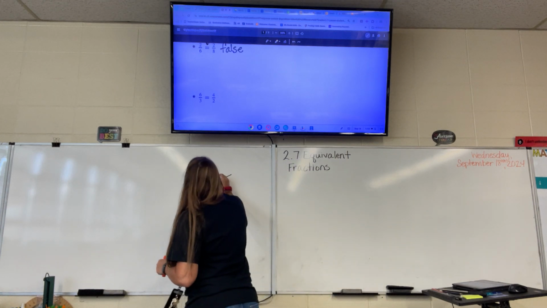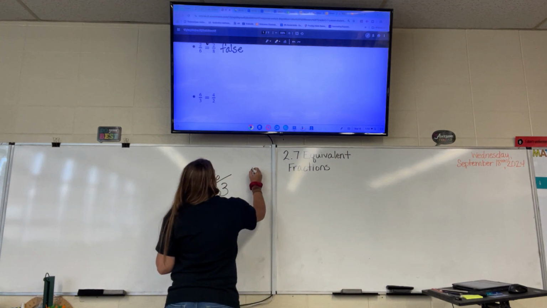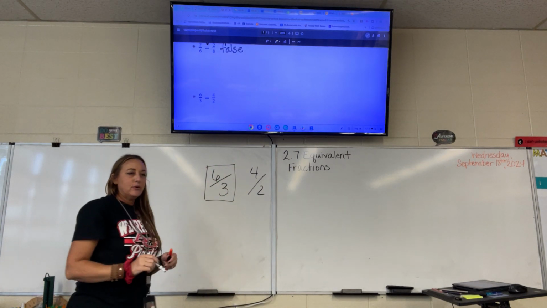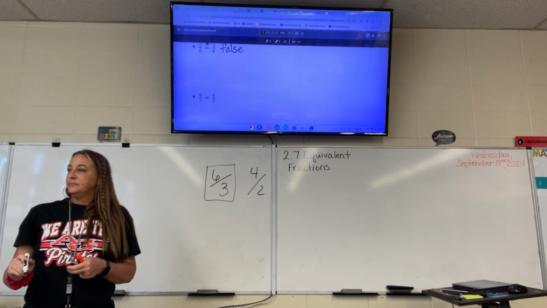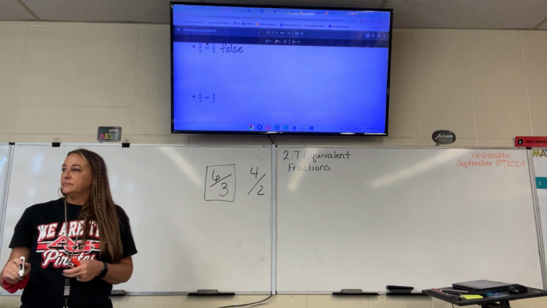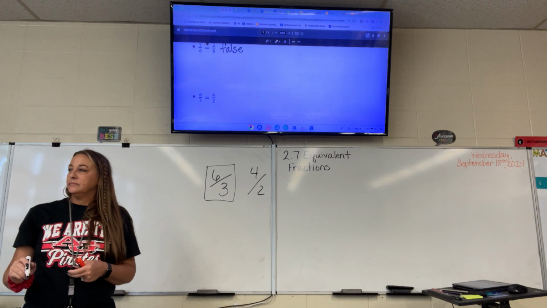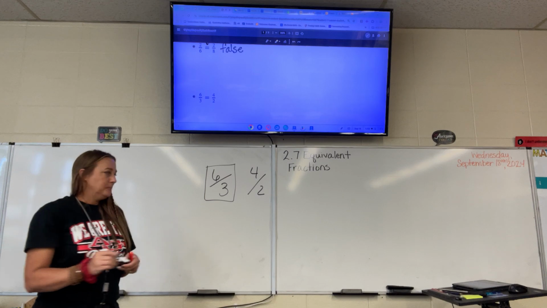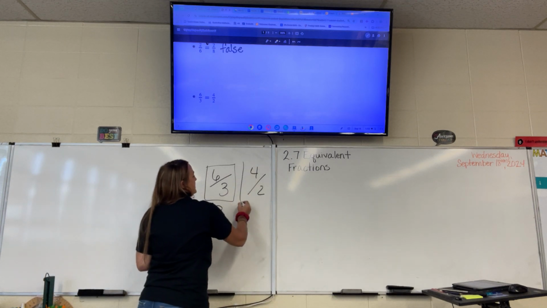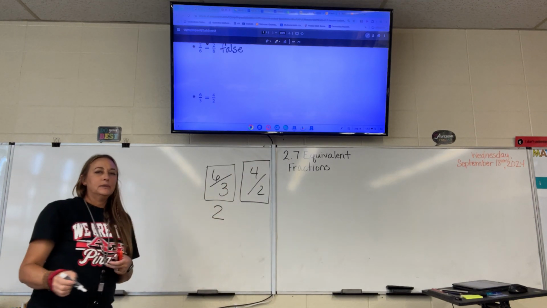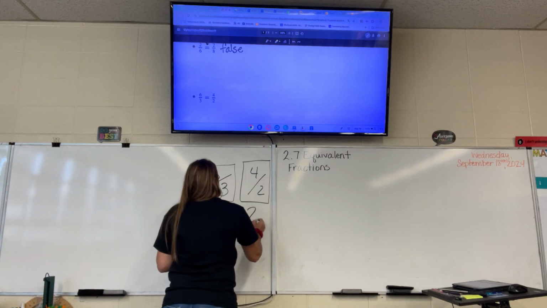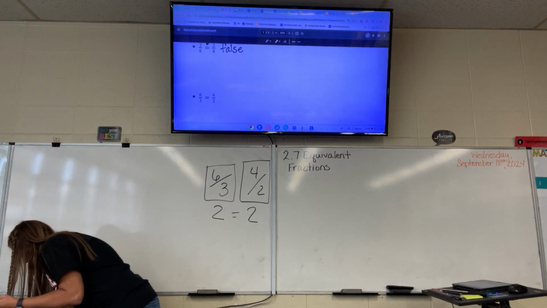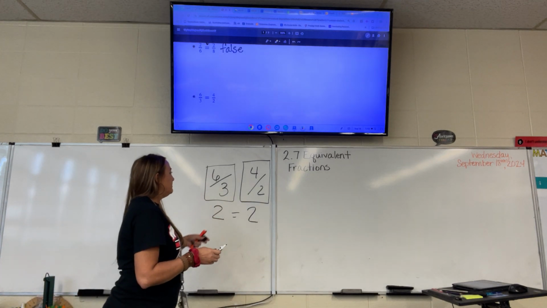So when you see 6/3 and 4/2, what does 6 divided by 3 equal? Jackson? 2. And what is 4 divided by 2? Zerelda? 2. Is 2 equal to 2? Yes. Alright, so those are the same.